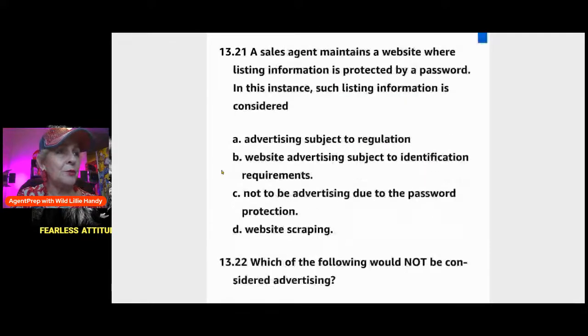Because I'm here to help you prepare to pass your exam and become a full-time or part-time realtor, whichever you're going to be doing. Okay, number 21, Texas state questions.